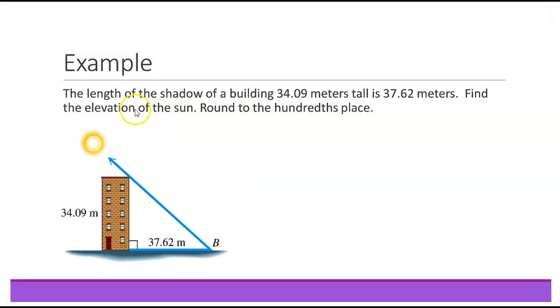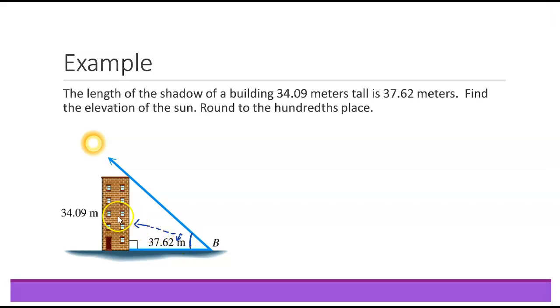So the elevation of the sun, we're looking for the angle of elevation, would be from the horizontal line of sight. So in this case, that's going to be the ground level. So we're looking for this angle of elevation here, B, and in terms of the angle B, directly opposite angle B, I have the side length 34.09 meters, and then I also have the adjacent side to angle B, which is 37.62 meters.